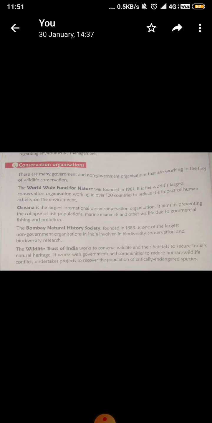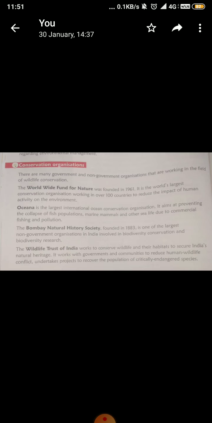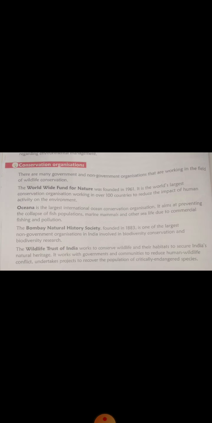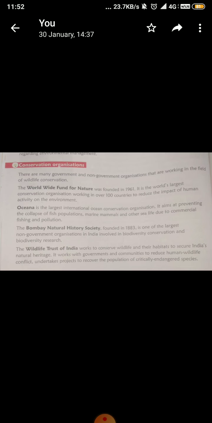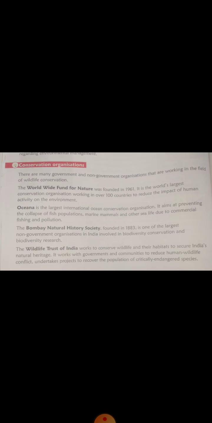The next one is Oceana. Oceana is the largest international ocean conservation organization, and its aim is preventing the collapse of fish populations, marine mammals and other sea life due to commercial fishing and pollution. And the next is the Bombay Natural History Society. It was founded in 1883 and it is one of the largest non-government organizations in India involved in biodiversity conservation and biodiversity research.